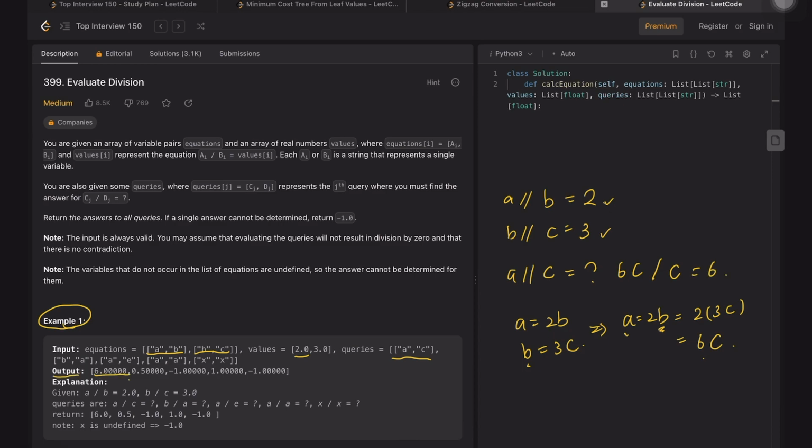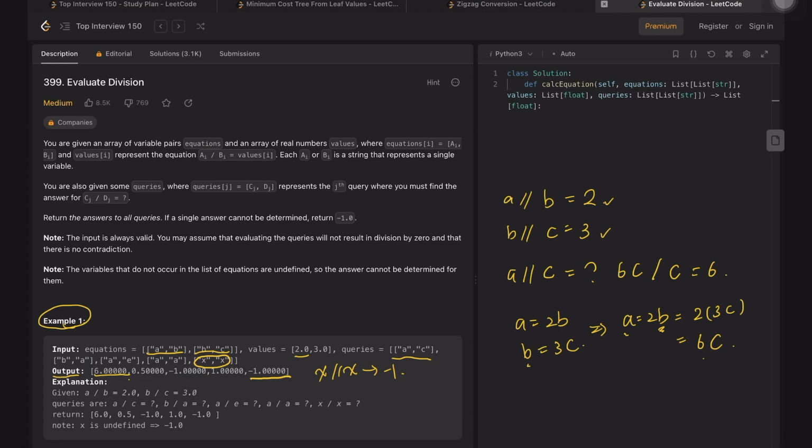Now besides this, in the evaluations you can see that there are some variables, like x, that don't exist in the equations. If a query has this kind of variable, then we'll return negative 1, which means we cannot determine the value of x divided by x from the equations. So we will return negative 1 here.